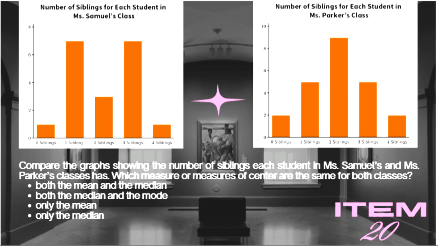Okay. Compare the graphs showing the number of siblings. This is the same data as before. Which measure or measures of center are the same for both classes? They're both symmetrical. So both the mean and the median are the same. Both the median and the mode? Nope. Mode is how often a number appears. So the mode here is 1 and 3, and the mode here is 2. So that one's out. Only the mean and only the median. This is your correct answer.